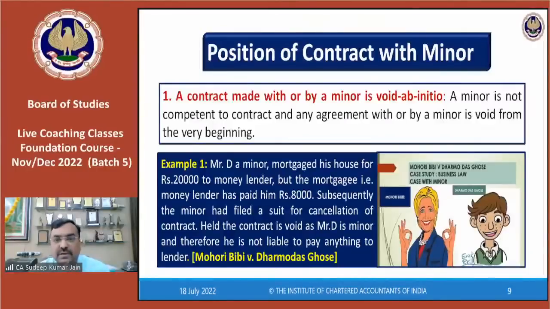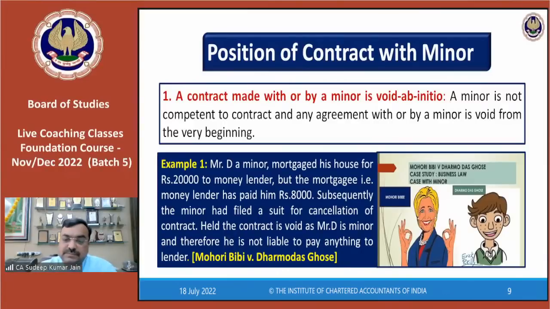Mohri Bibi gave his views, gave his argument that Dharamdas has cheated because he told her that he is a major, but actually he is not a major. So the contract should be valid and the punishment should be on Dharamdas. But the court says a minor cannot be punished. A minor has a right to give the plea of the minority.